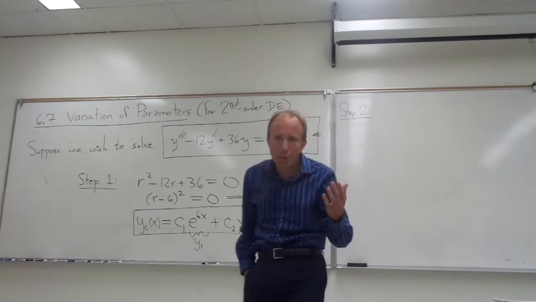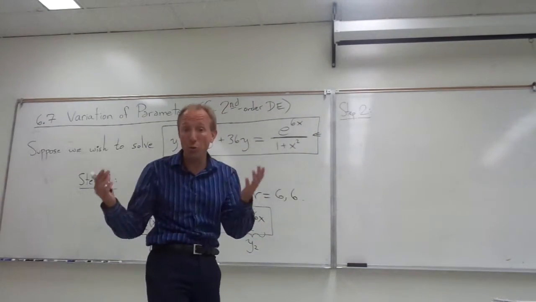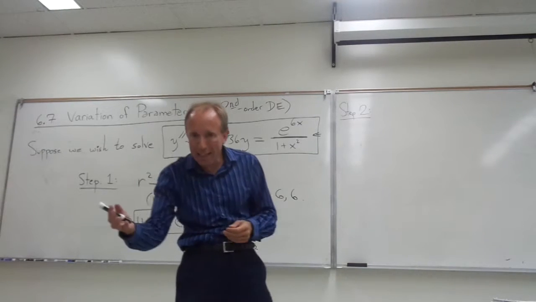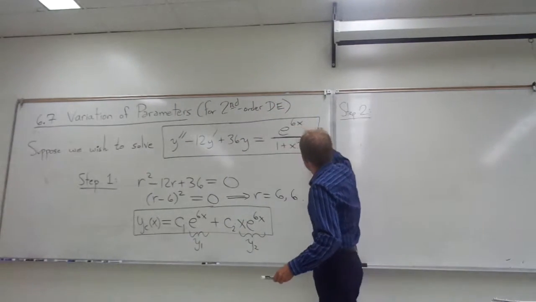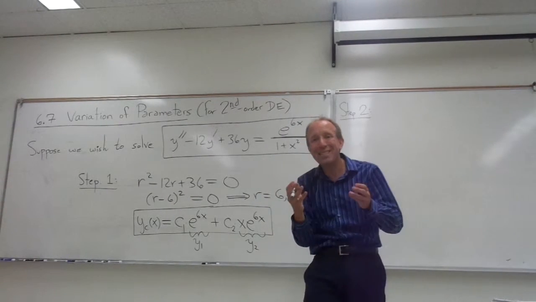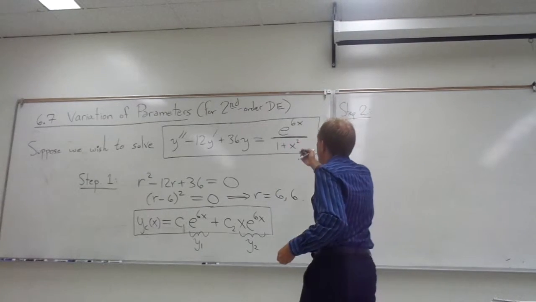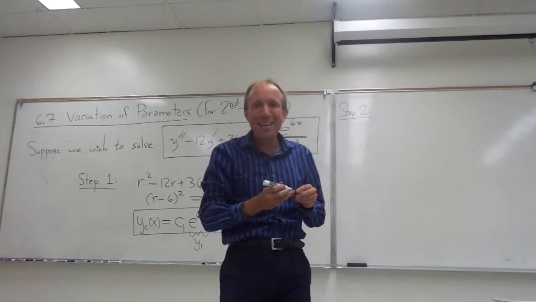I should also mention that I'm going to be expecting you to determine which method to use, the annihilator method or the variation of parameters method. So you have to look at this right-hand side function here, this capital F, and you have to make that determination. Do I know how to annihilate this or not? If you do, great, you can use the annihilator method.